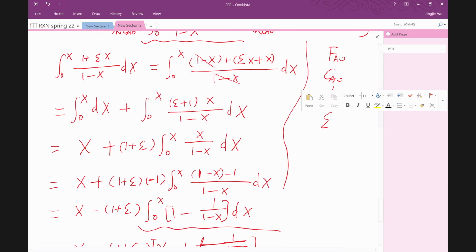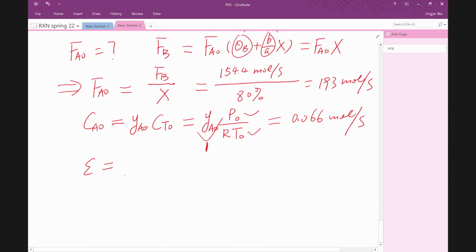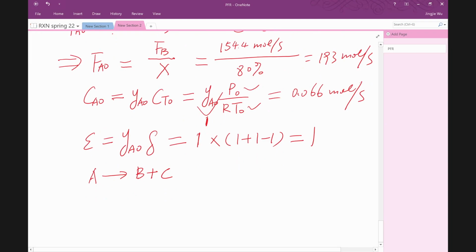We need to know the epsilon. From the definition, epsilon, YA0 is one. So what's the delta? Now remember the reaction is A, right? The stoichiometry, so one plus one minus one. That's for the delta.